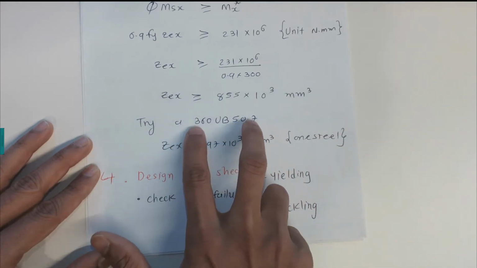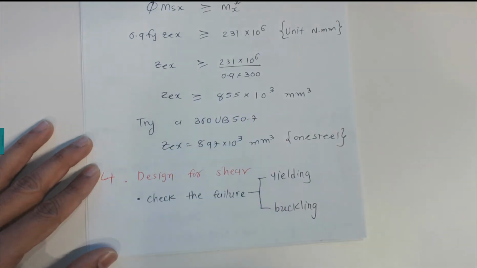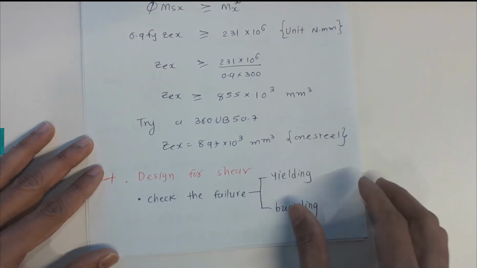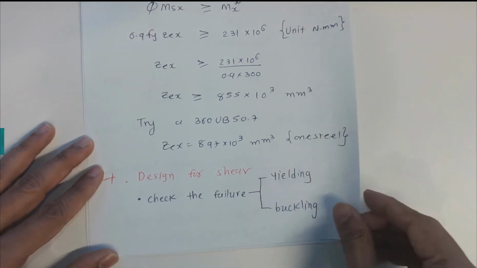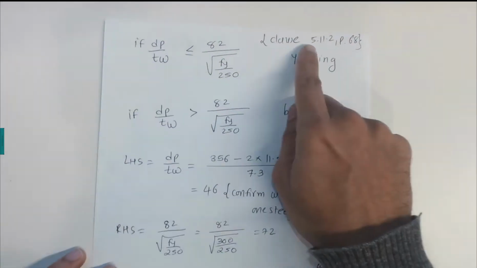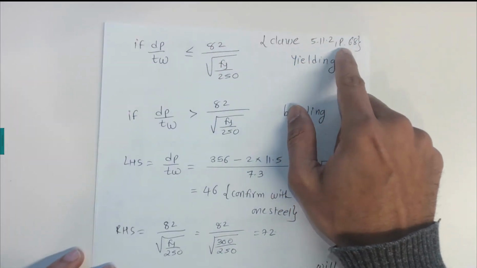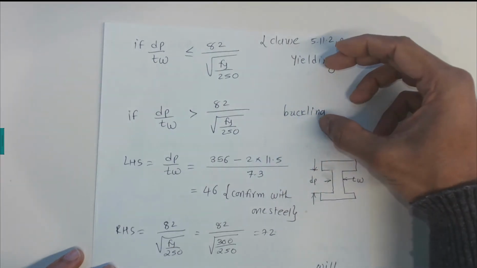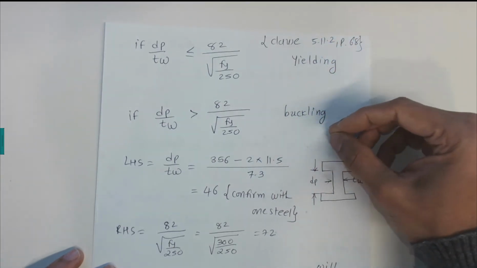So therefore this check has been done for bending. Now as I mentioned, we need to check yielding or buckling. How do we know? How do we check? There is clause 5.11.2 on page number 68. It has two equations. First is for yielding and another one for buckling.